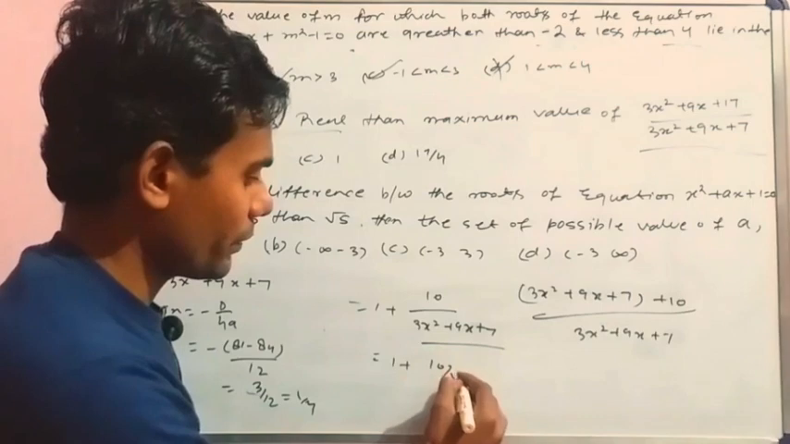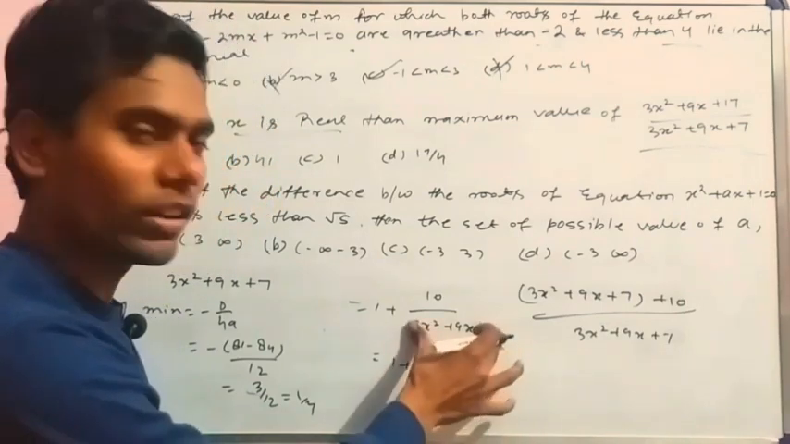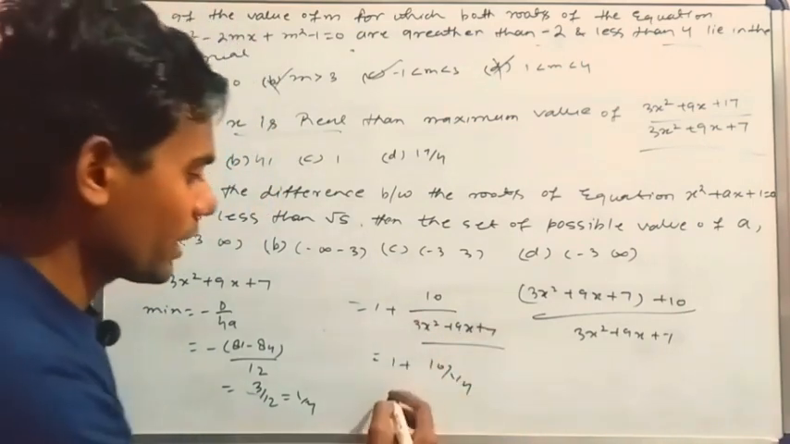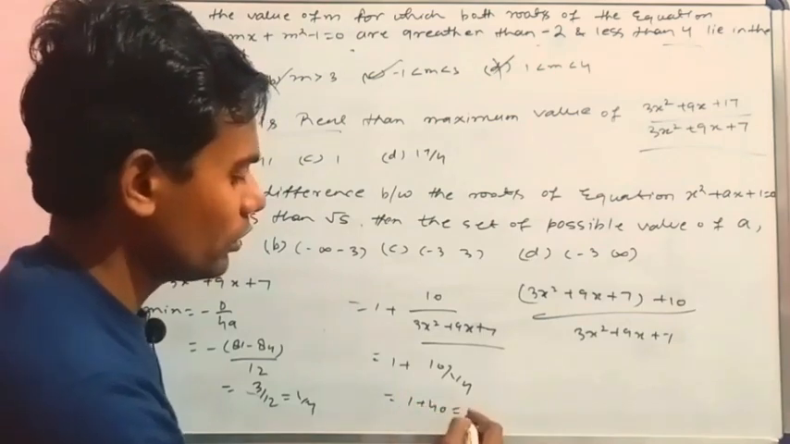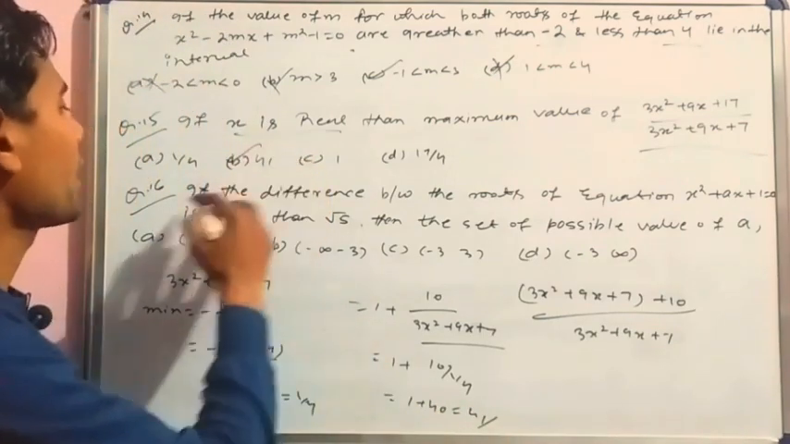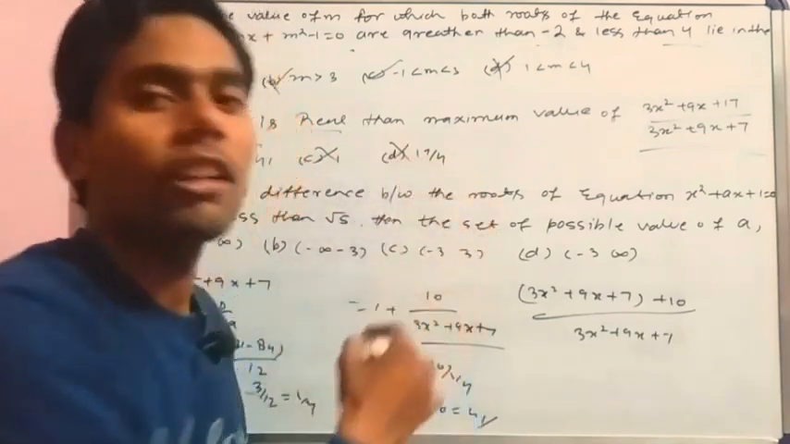So 10 divided by 1 by 4. 1 by 4 is the minimum value of this quadratic, and the whole value will be maximum. Then 1 + 40 means 41. So B is the right option, and A, C and D are incorrect options.